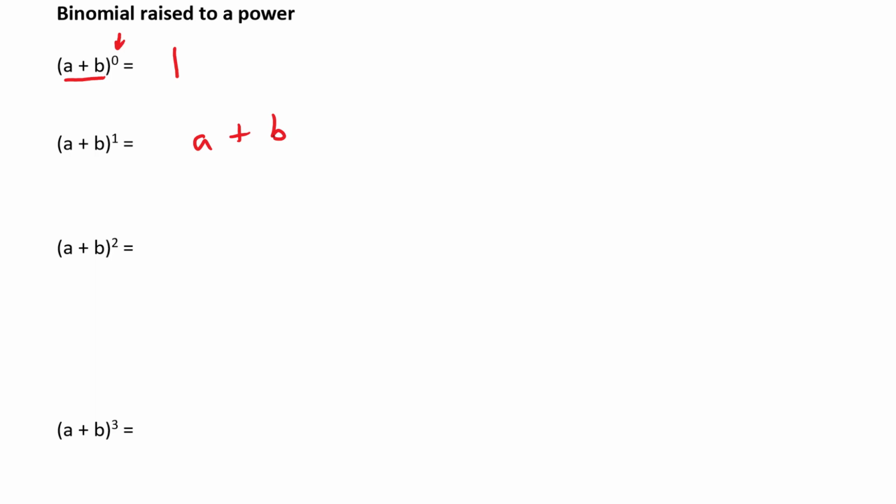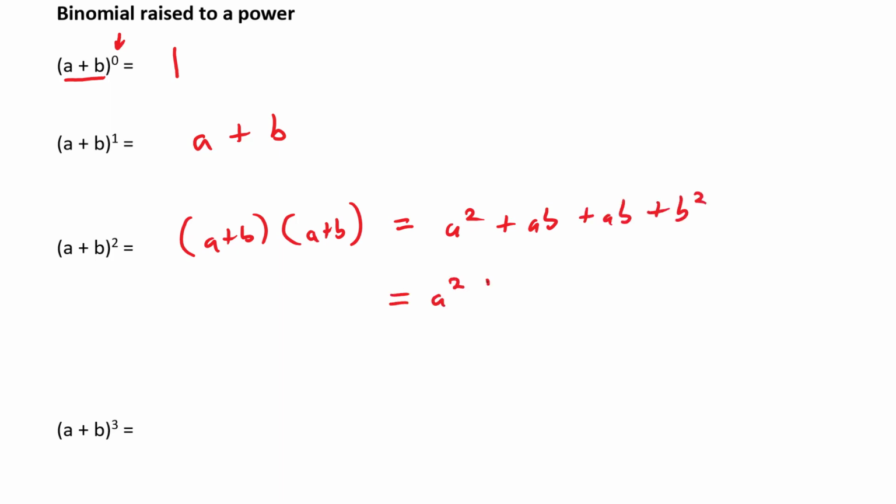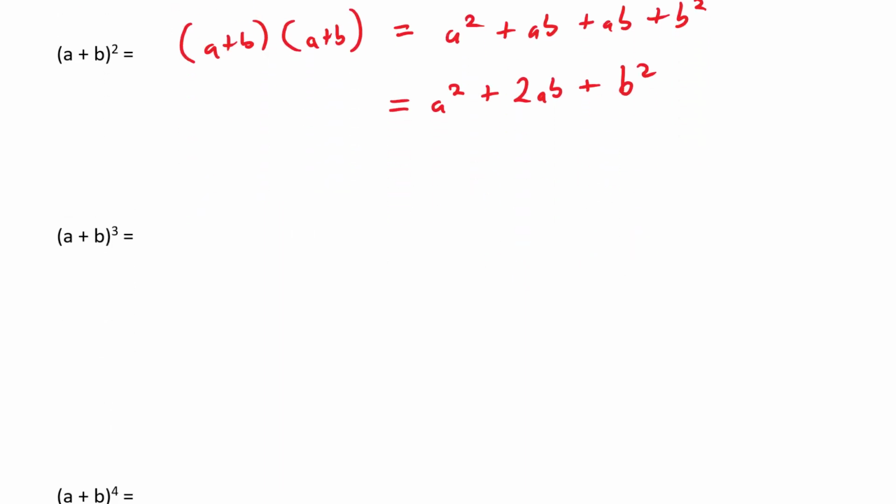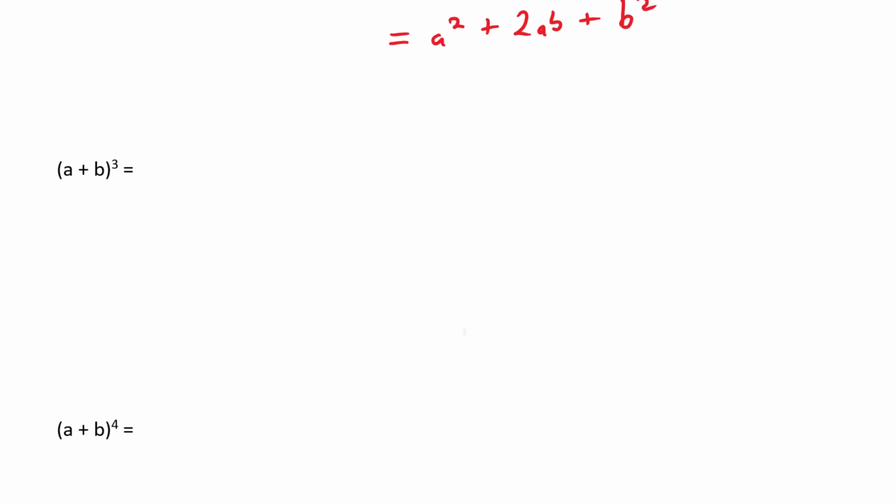What about the next one? A plus b squared. A plus b times a plus b. We FOIL it. A squared plus ab plus ab plus b squared gives me a squared plus 2ab plus b squared. Hopefully you see where this is going. We had 0, 1, 2. Now let's go to 3. And 4.